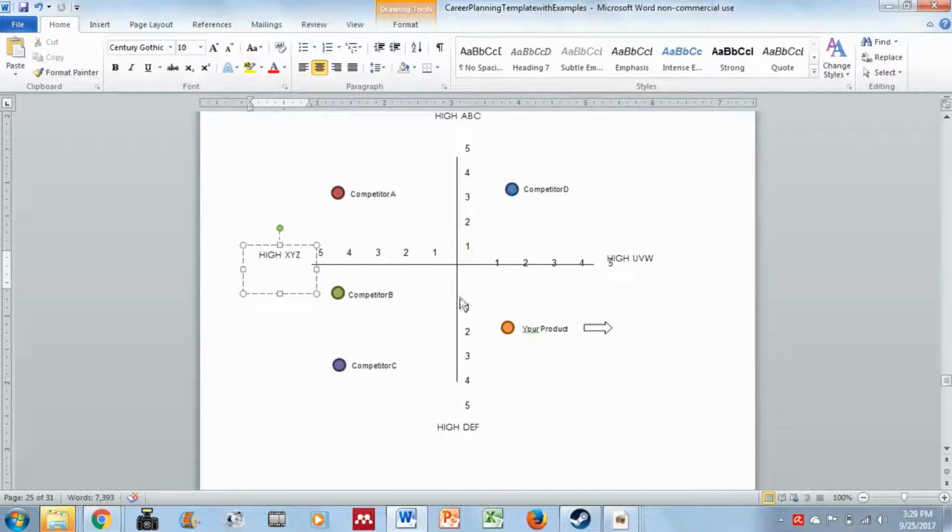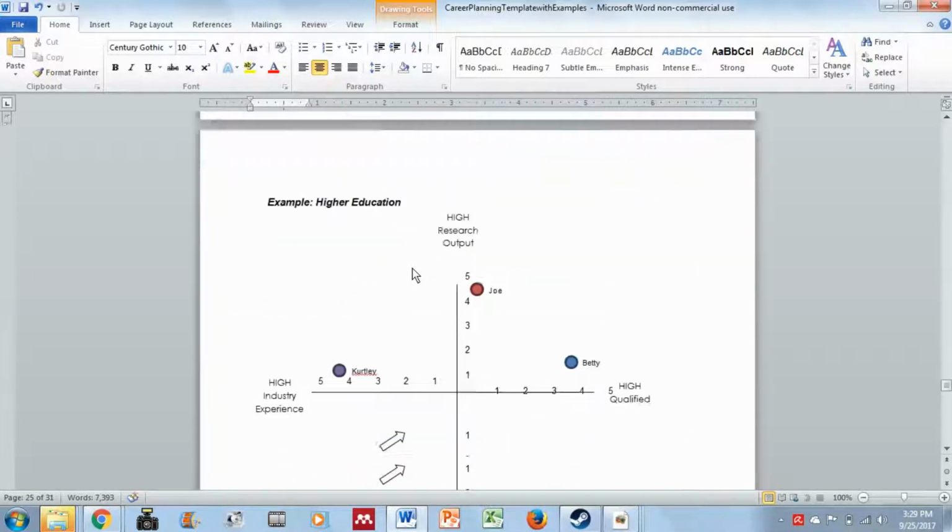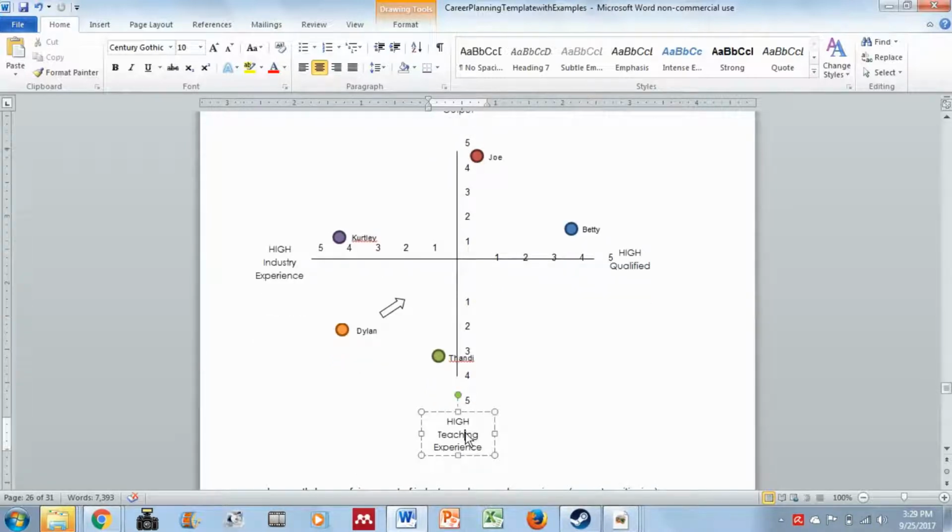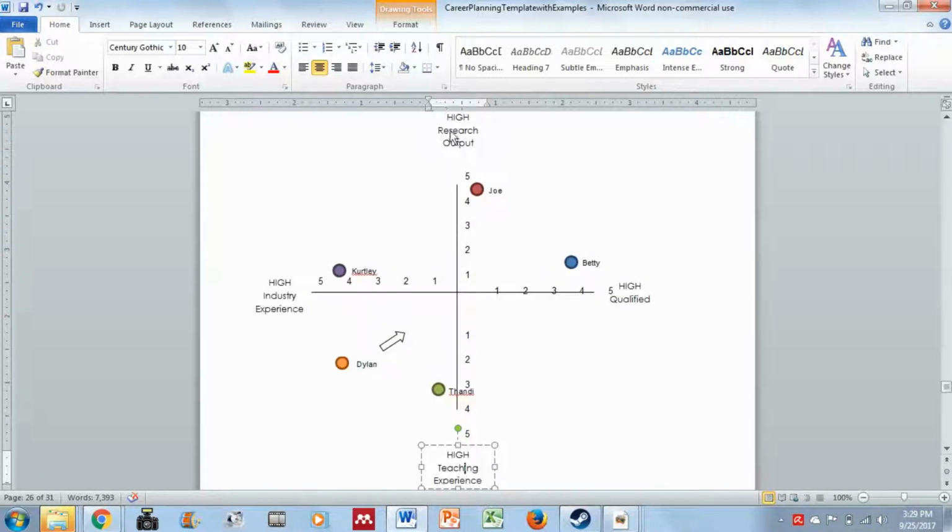And usually these 2 variables relate to each other, and these 2 variables relate to each other. So I'll give you an example. So I put in high research outputs. At the bottom I put in high teaching experience, because they're usually opposites. If you spend a lot of time on research, you can't spend so much time on growing your teaching. If you spend a lot of time on teaching, you often spend less time on research. Then lots of industry experience on the one side and highly qualified on the other side.